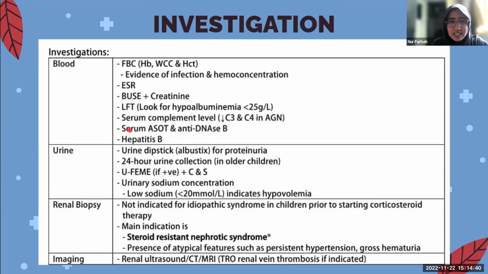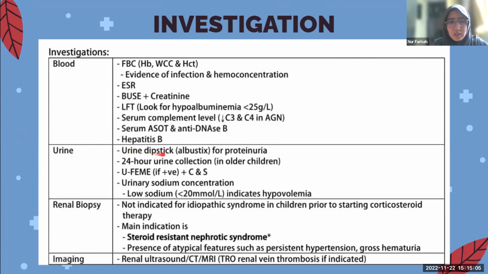Okay, so then next is serum anti-streptolysin O titer and also anti-DNase B. This is one of the investigations to rule out post-streptococcal glomerulonephritis. If we can rule out that, this can be confirmed as nephrotic syndrome. And also with blood we can screen for hepatitis B. And then after that we look at the urine.